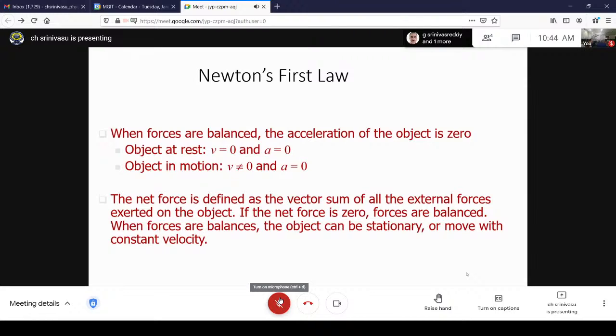The net force is zero. Net force is defined as the vector sum of all the external forces exerted.